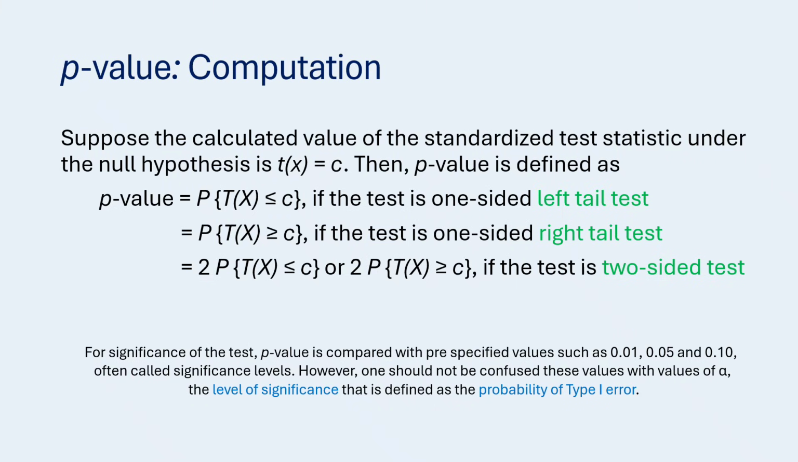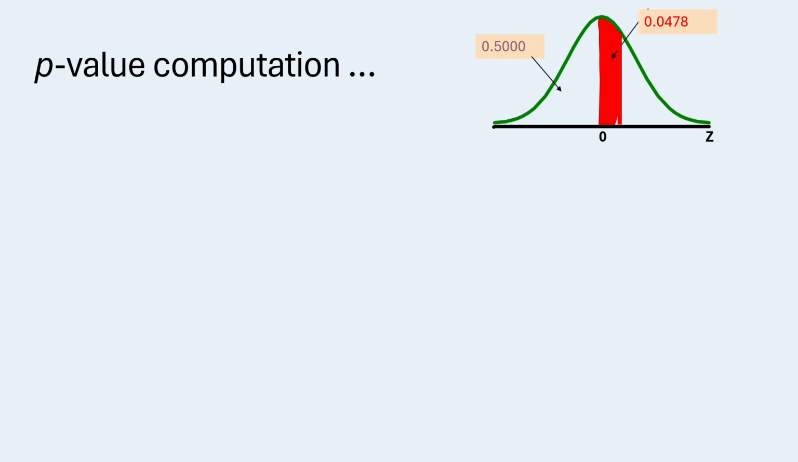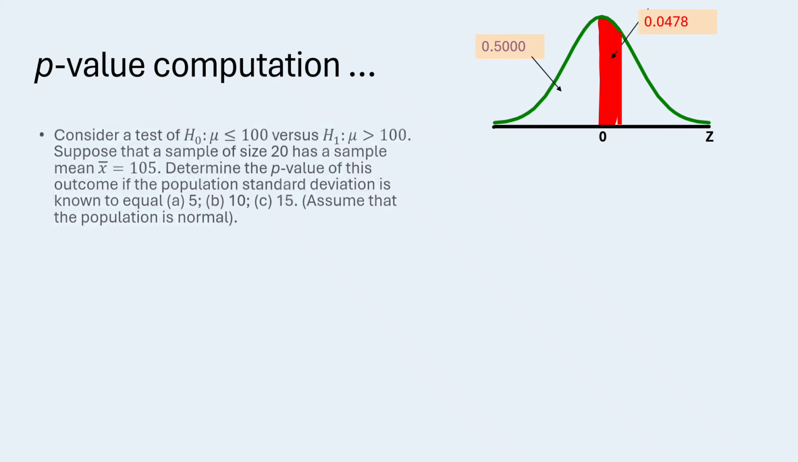So for the significance of the test, the p-value is compared with pre-specified values like 0.01, 0.05, and 0.10. They are often called significance levels. However, one should not confuse these values with the value of alpha, which you may call the level of significance and is defined as the probability of type 1 error. We have already seen that. Okay, so let us move on.